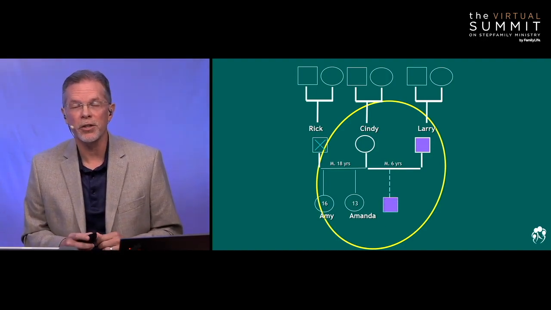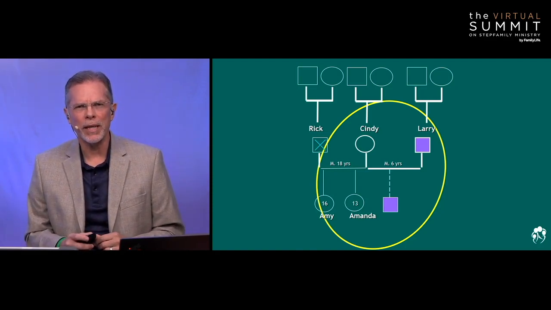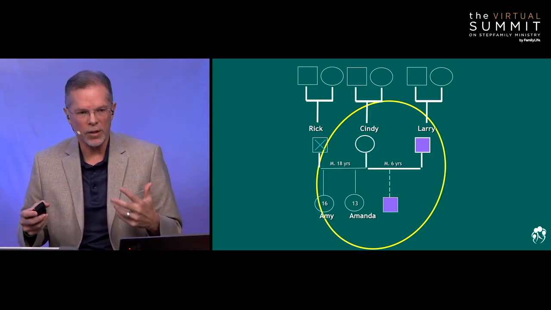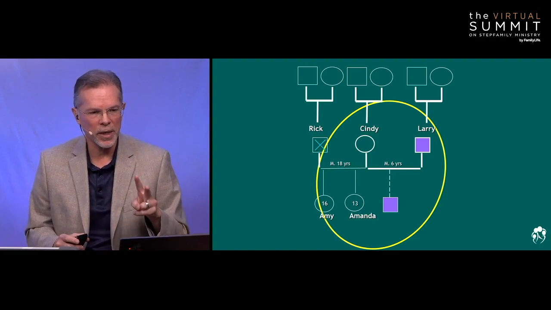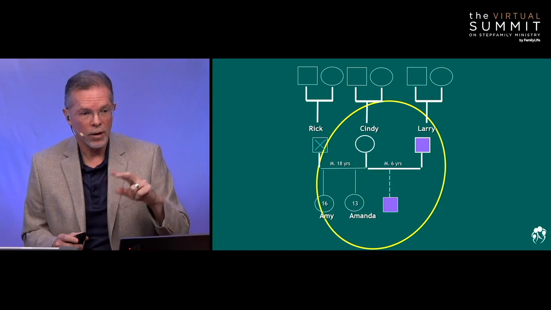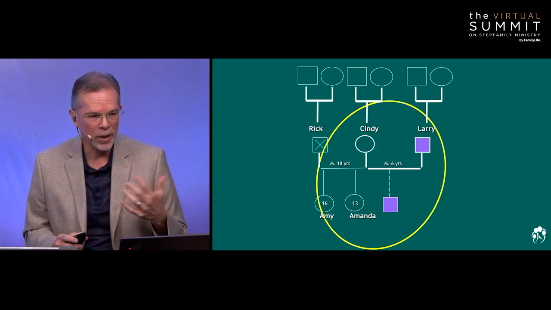She's pregnant now with a child. It's on its way. So they're going to have 3 kids in their blended family. Now, just a quick little observation about the structure of this particular home. This family has 2 adults going to parent those 3 kids, Cindy and Larry. You can see there's 3 sets of grandparents. Of course, Rick's parents are still invested in the lives of their grandchildren, Amy and Amanda.